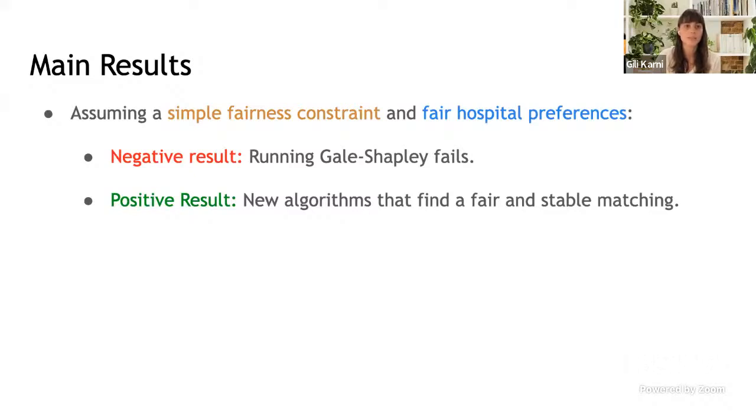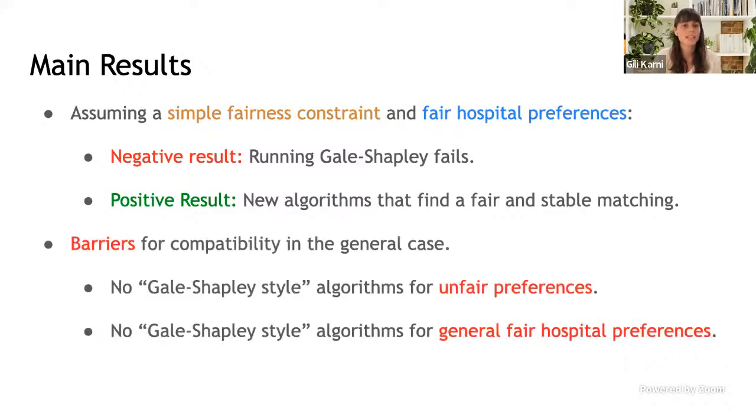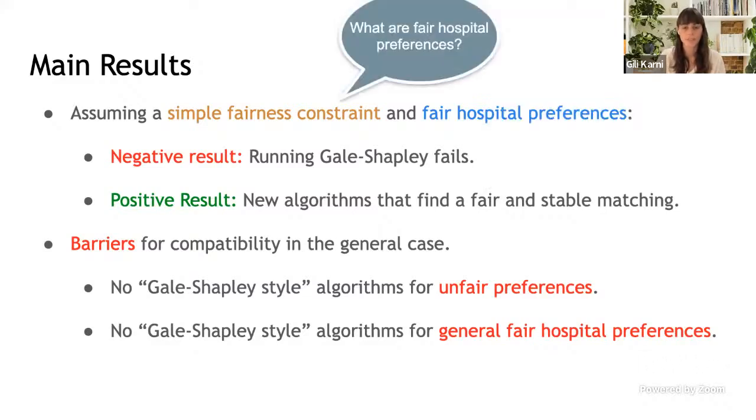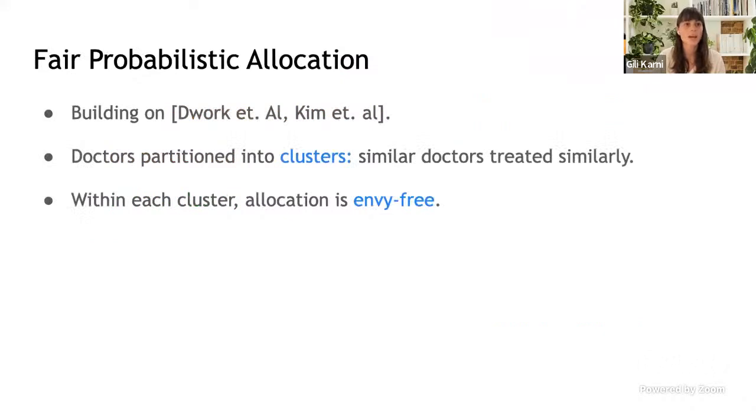This algorithm has a propose and reject structure that is inspired by the Gale-Shapley algorithm. In the last result, we show that if the assumptions are even partially removed, no Gale-Shapley style algorithm is able to achieve both fairness and stability. In order to show our results, I will first define what is our definition for a fair matching and for fair hospital preferences. I will start by defining what is a fair matching.